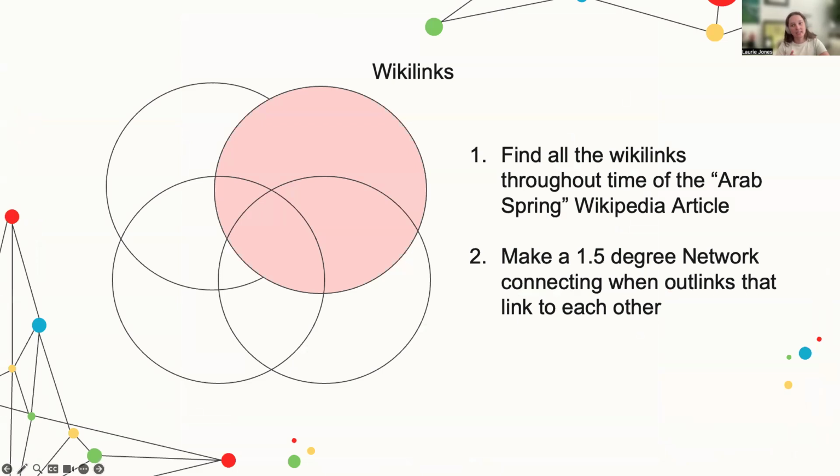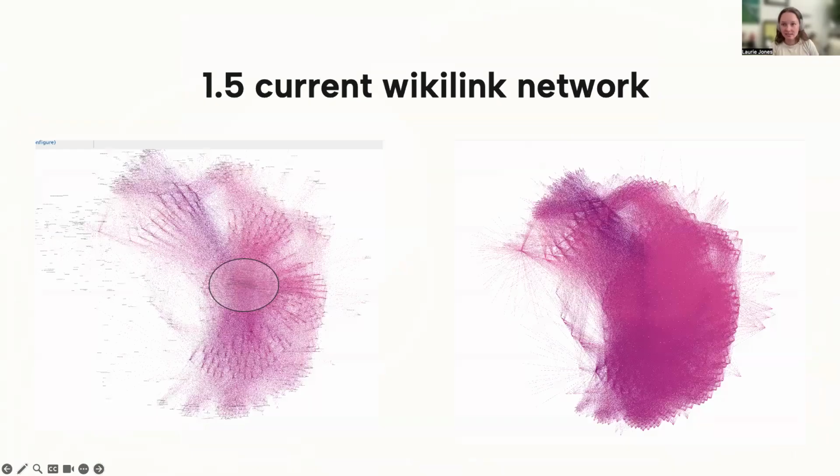First, let's break down wiki links, or those blue links on a Wikipedia article. I identify those blue links throughout time on the Arab Spring article. Those blue links obviously go to other articles that have their own blue links, and whether or not those blue links link to each other. So that ends up looking like this, which is heavily dense. As throughout all of the time of the existence of the Arab Spring article or the Egypt article, they tend to link to similar articles.